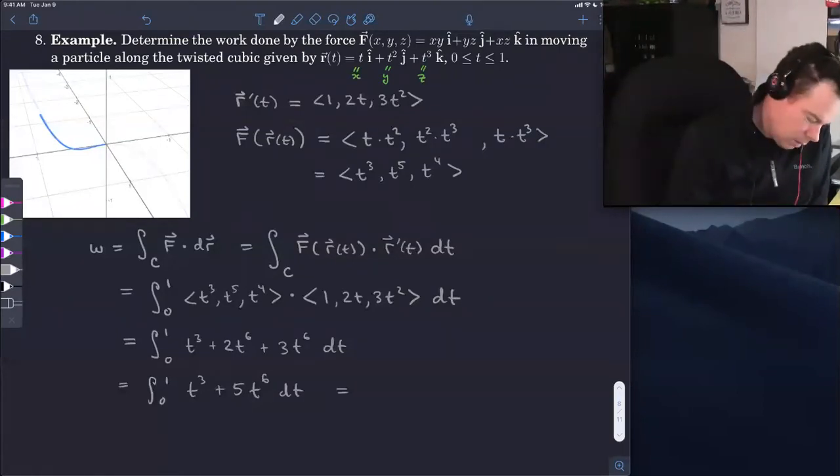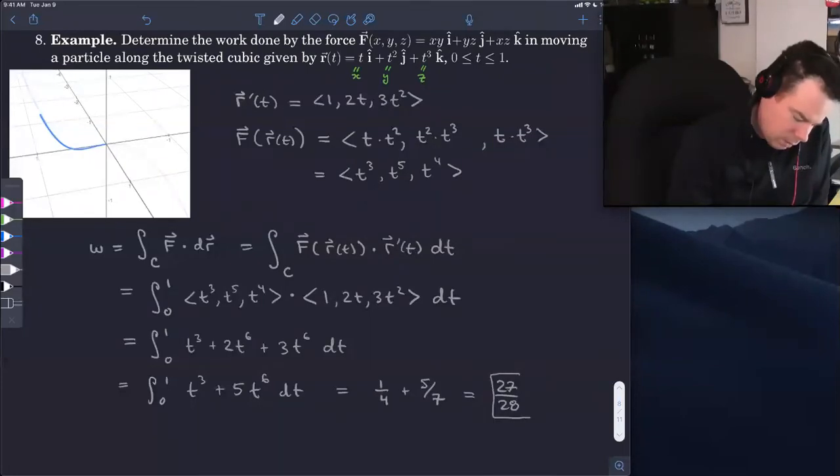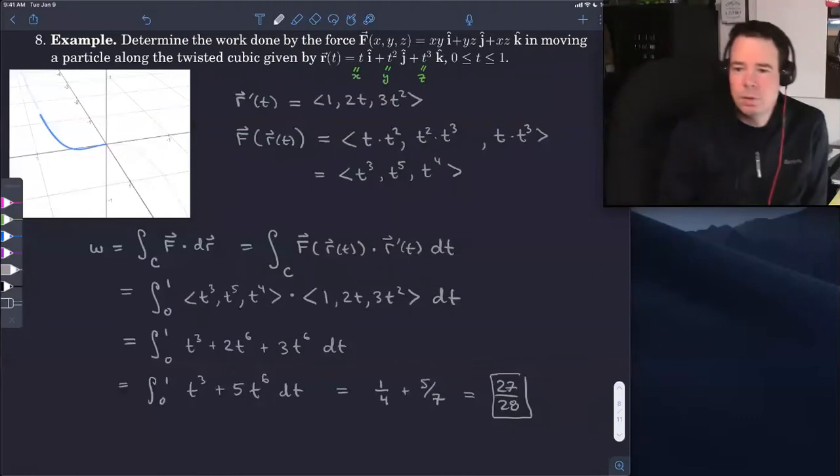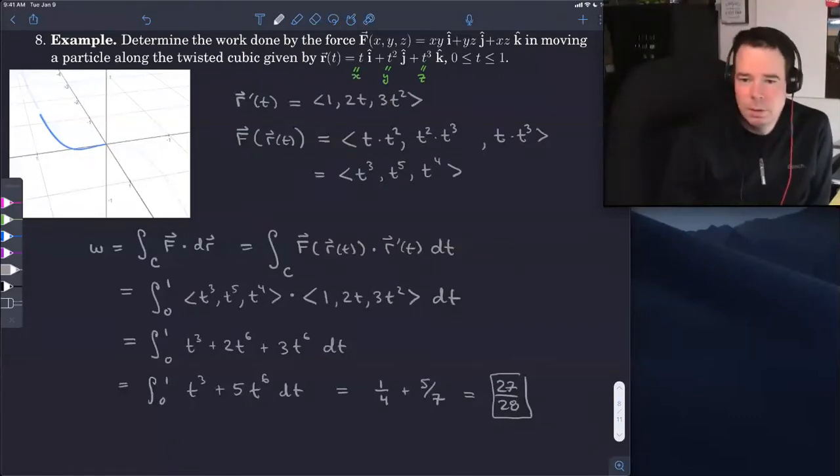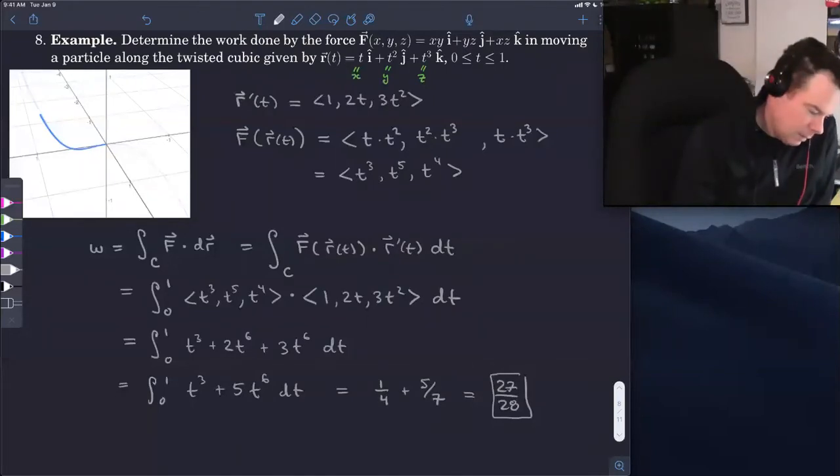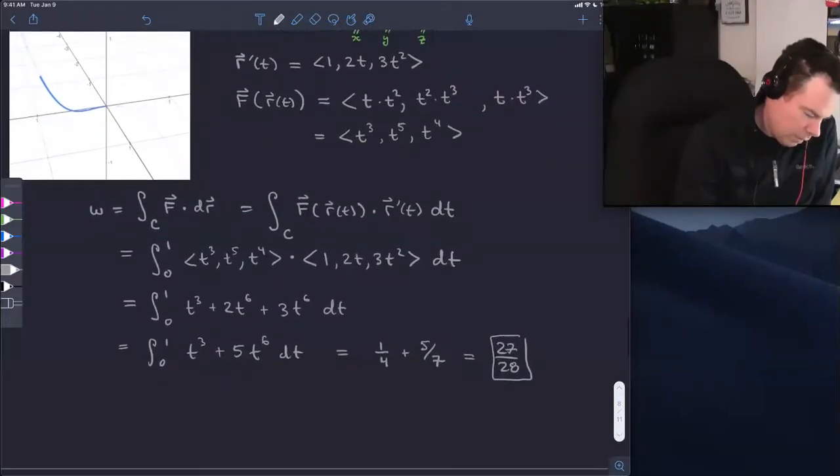So in this case, we're going to integrate, and this becomes a quarter plus 5/7. Putting it over a common denominator of 28, we get 7 plus 20, which is 27/28. And so there's our final result. So that's the work done in moving the particle along this curve, called a twisted cubic curve, as we move it through that force field.